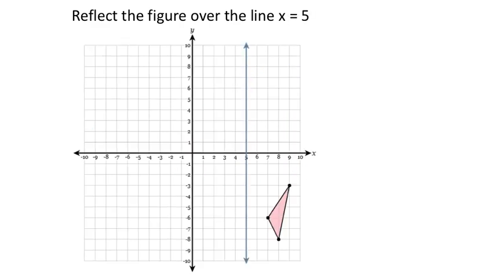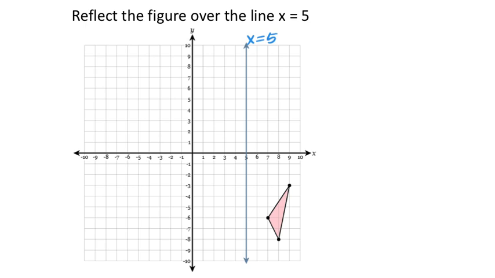Okay, reflect this figure over the line x equals 5. And again, they've already given us the line of reflection here, x equals 5. How do we know that? Because the line goes through the x-axis at 5, and it's vertical. So technically the slope is infinite, but this line has an equation, x equals 5.